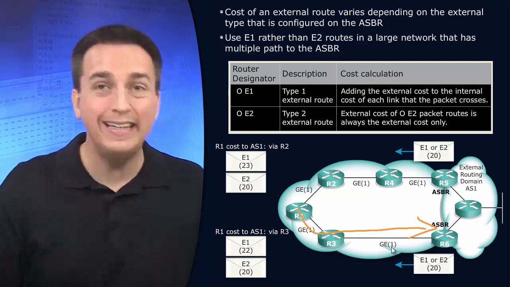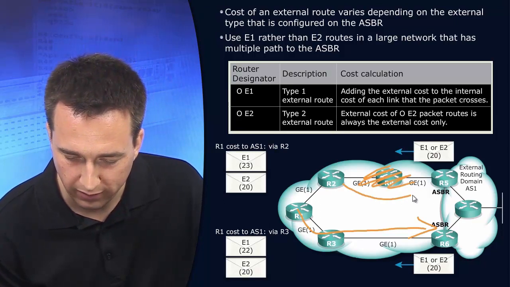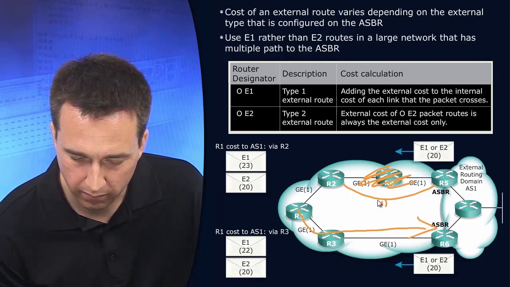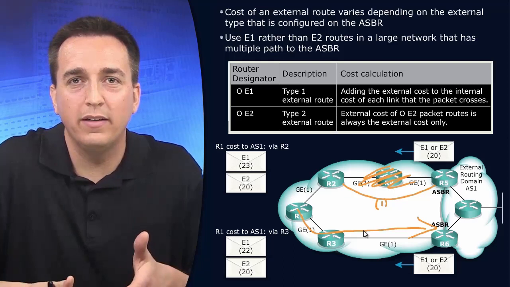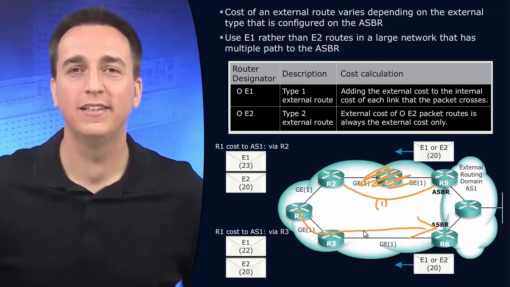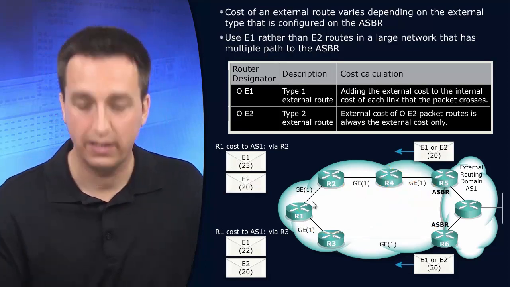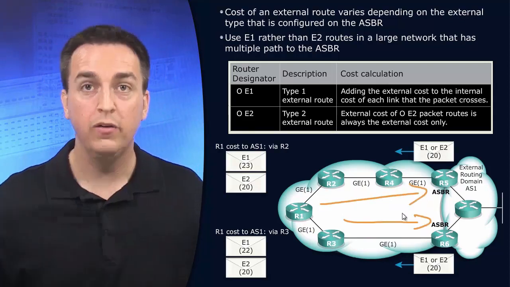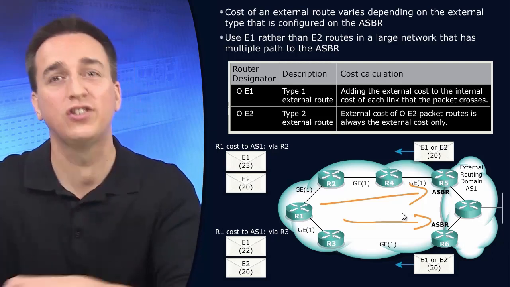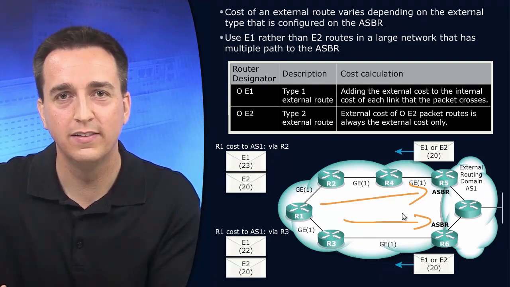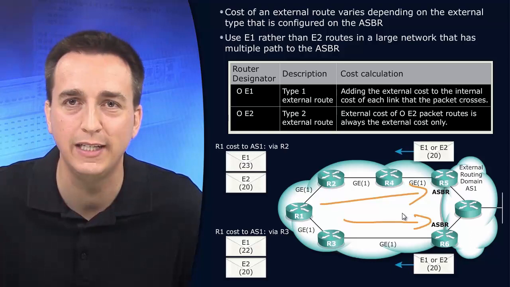Now, if the internal costs were equal, for example, let's remove R4 from the topology, and we'll provide a directly connected link here, which would have a cost of 1. Well, in this case now, the internal cost would be equal to going either way. So what does that mean for us? It means in that case, we would have load balancing. So we're only going to get load balancing if the internal cost and the external cost are all equal. So E2 being 20, and then the internal cost to get to both ASBRs is equal as well.